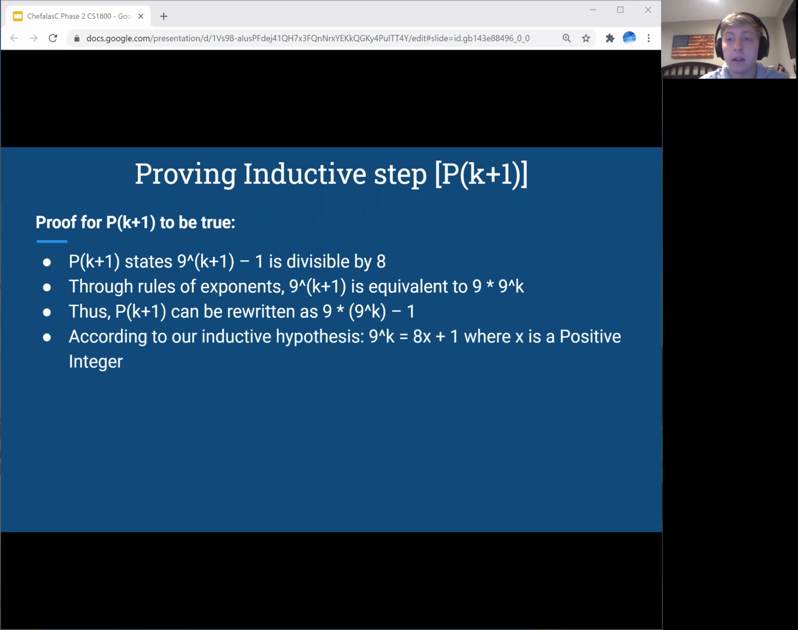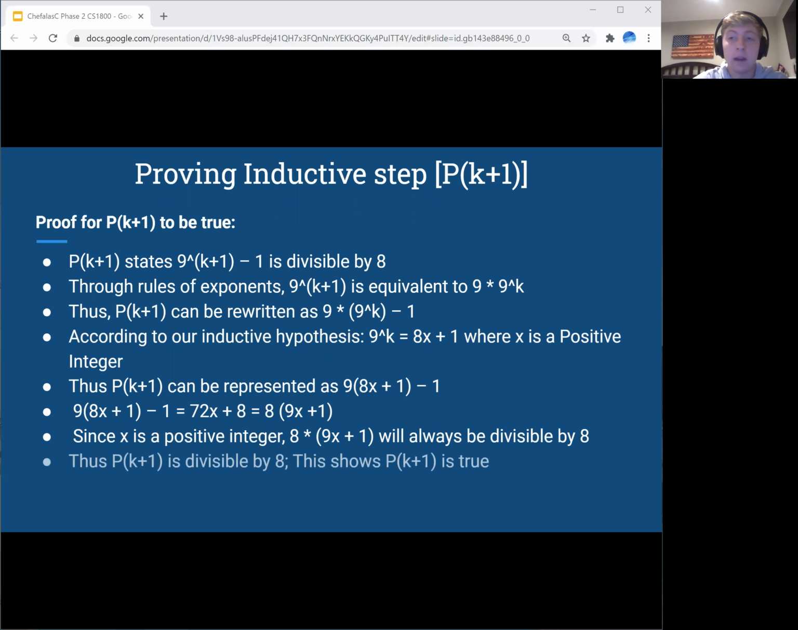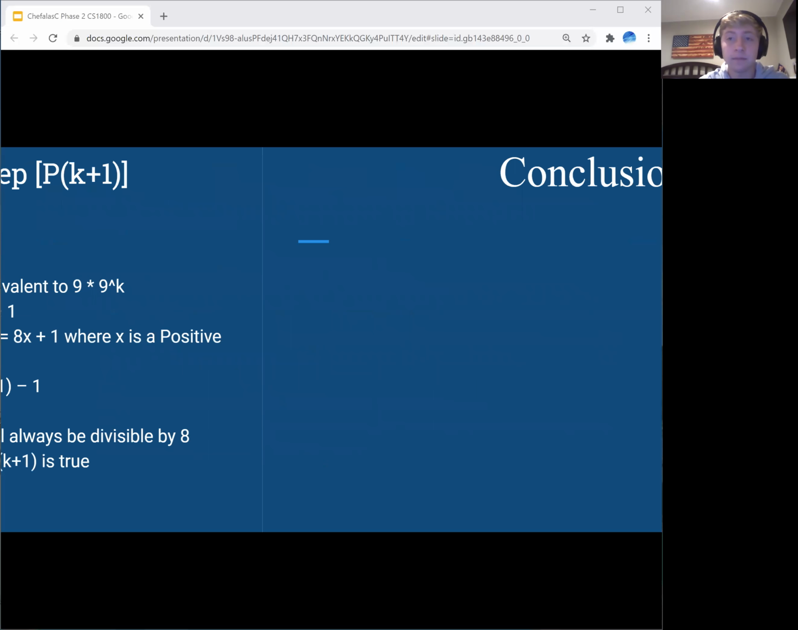As concluded by our weak inductive hypothesis, 9 to the k equals 8x plus 1, where x is a positive integer. Thus, P(k+1) can be represented as 9 times (8x plus 1) minus 1. Through distribution and factoring, this equation can be converted to 8 times (9x plus 1). And since x is a positive integer, 8 times (9x plus 1) will always be divisible by 8. By proving P(k+1) to be divisible by 8, we prove our inductive step P(k+1) to be true.